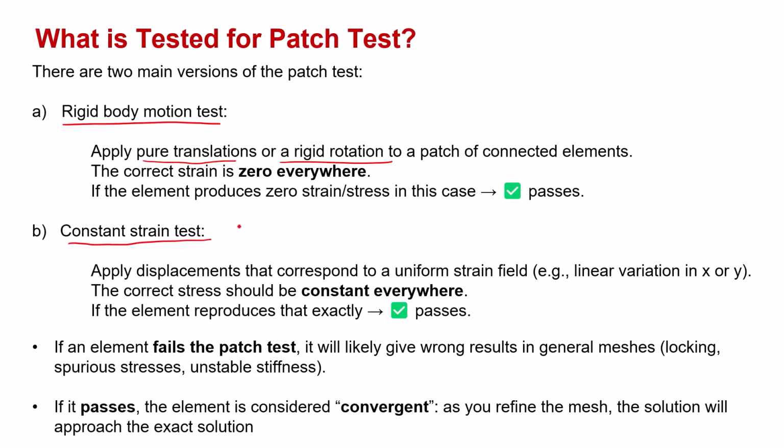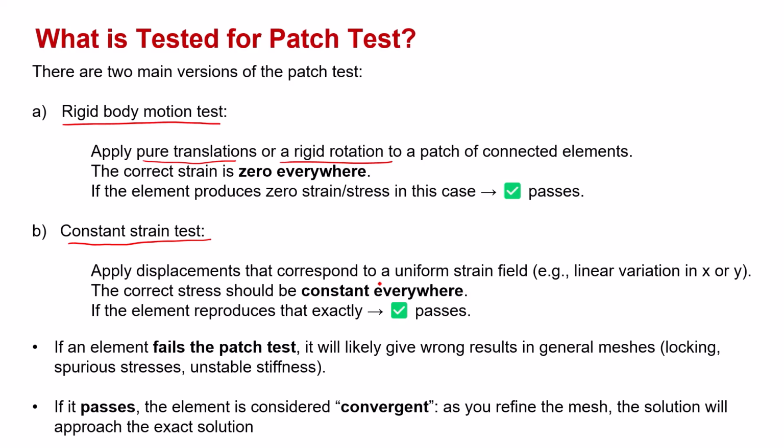Second, the constant strain test. Here we apply nodal displacements that correspond to a uniform strain field, for example, a linear variation of displacement in the x or y direction. The correct result in this case is a constant stress field throughout the patch. If the element reproduces this exactly, then it also passes this test.